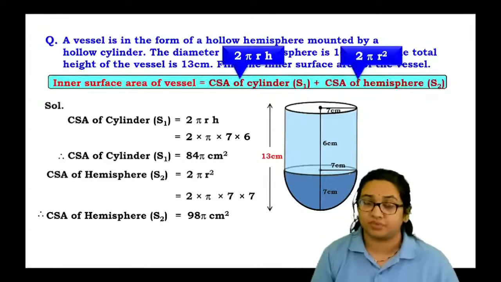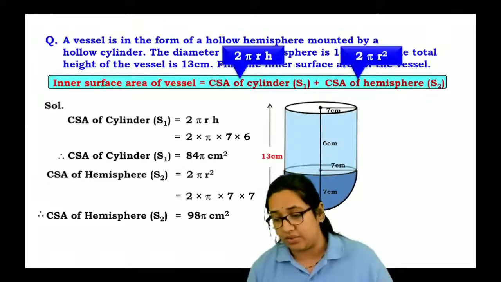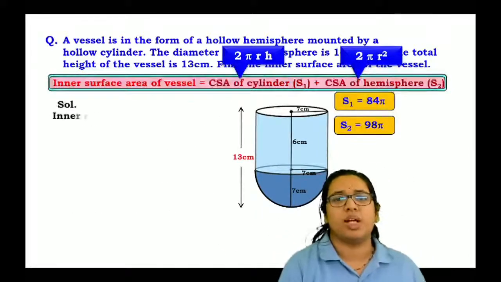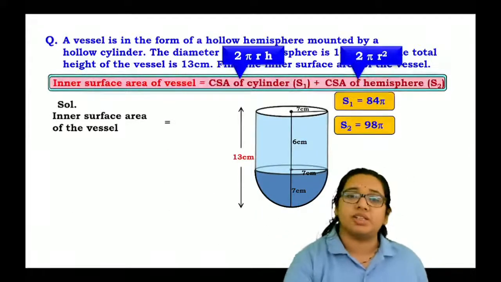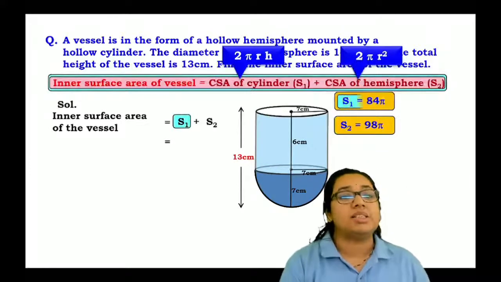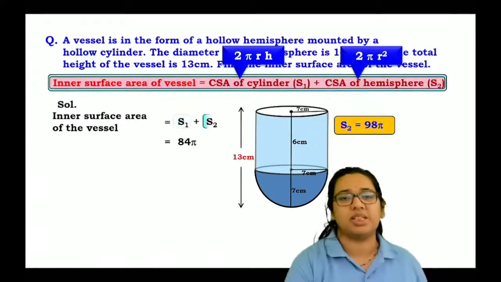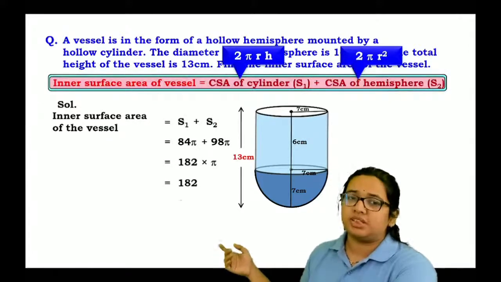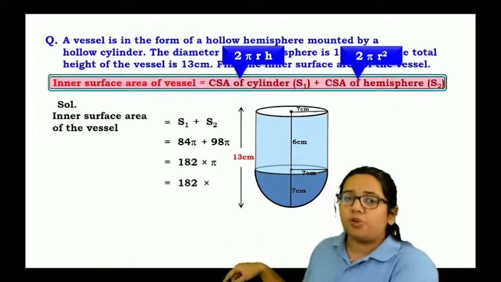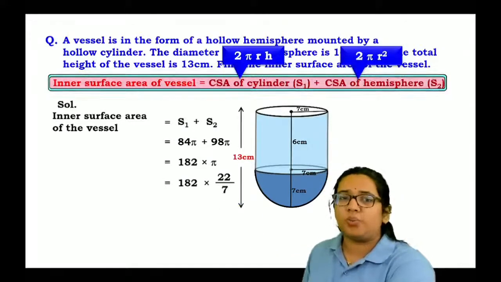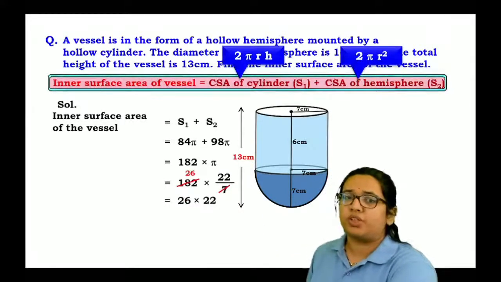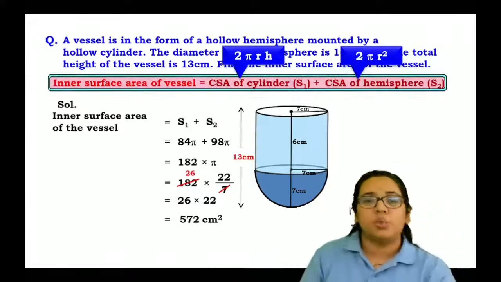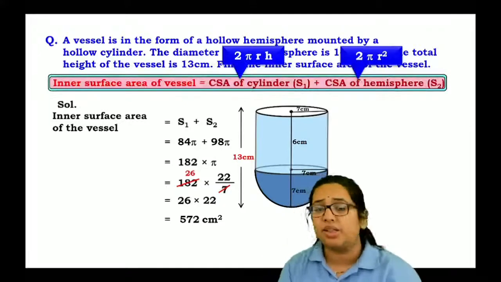Okay. Now, for finding out the final answer, you just have to add these two values. So, as S1 is 84 pi and S2 is 98 pi, hence inner surface area of the vessel is nothing but 84 pi plus 98 pi. So, its answer will be 182 into pi, but pi is nothing but 22 upon 7. So after calculating this, you will get inner surface area of the vessel will be 572 square centimeter.